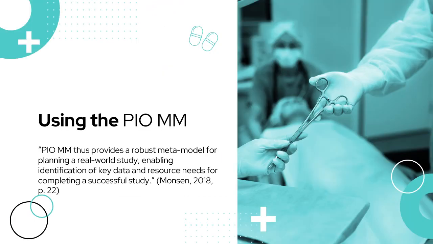All right, so now let's talk about using the PIOMM. Basically what it does is it provides a robust meta model for planning a real-world study, enabling identification of key data and resource needs for completing a successful study. So when you're going into planning a study, you have to understand the problem at hand very thoroughly. You have to understand the population that's experiencing the problem, and you also have to understand the resources and data types that are at your fingertips. Without this kind of knowledge, you're basically shooting in the dark, and realistically, it's not efficient in terms of time and resources.